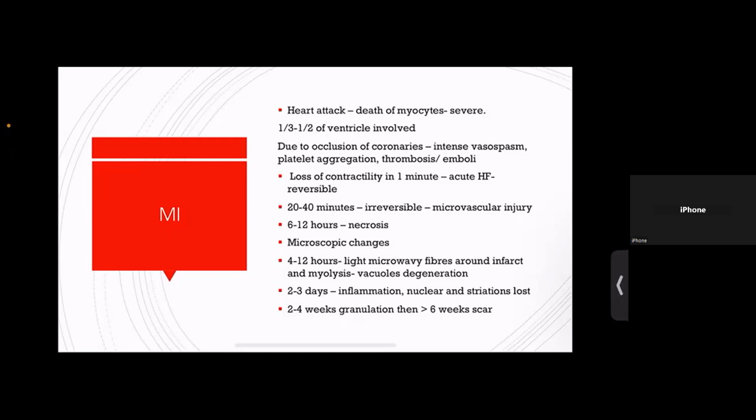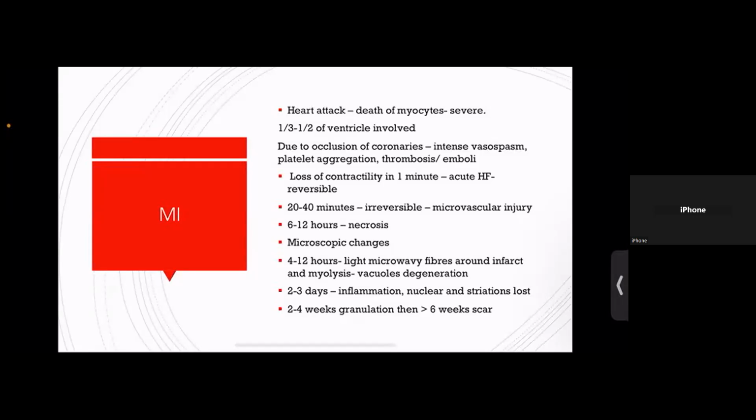Remember what we said about the blood supply to the heart. It's from outside towards the inside. So most of the time, the inner part of the myocardium is usually spared, because it is getting blood supply from the inside as well. So it is getting some anastomosis of blood supply from the outside and from the inside. And when you're talking about the inside, we are talking about the lumen of the ventricle. Okay, so the myocardial infarction happens due to occlusion of the coronaries and intense vasospasm, platelet aggregation, thrombosis, and emboli.